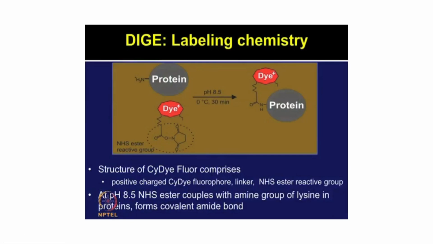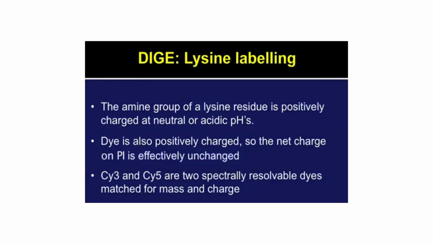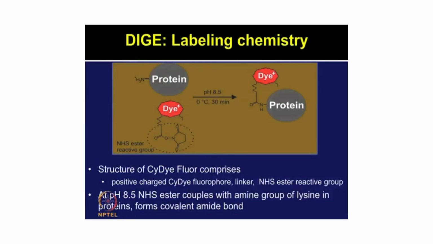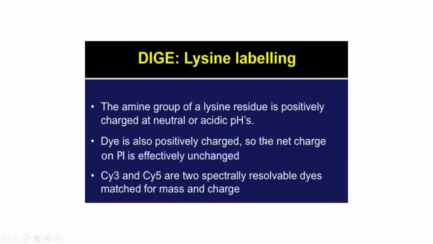If you have dealt with a bit of chemistry, you'll understand how strong covalent bonds are. Covalent bonds are very strong bonds, basically. So that's how the labeling happens. This is the first step in the DIGE technique: you need to label your proteins. And how exactly does labeling happen? Lysine is the amino acid which is targeted by the cyanine dyes, and that's how they are labeled.